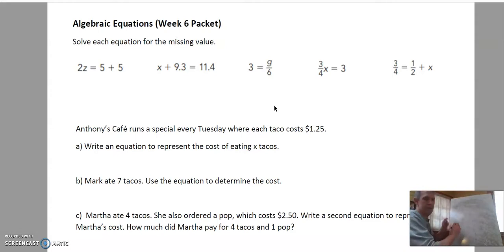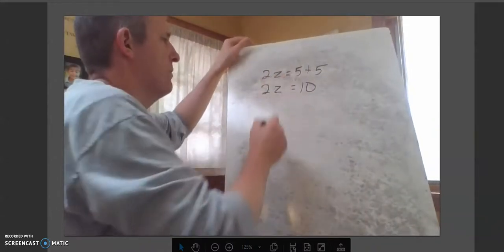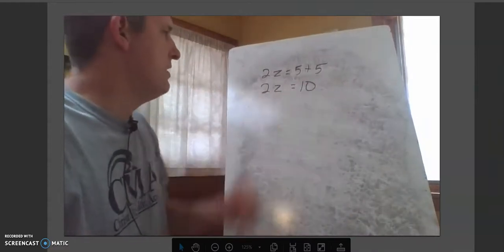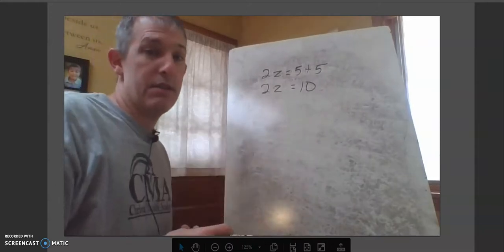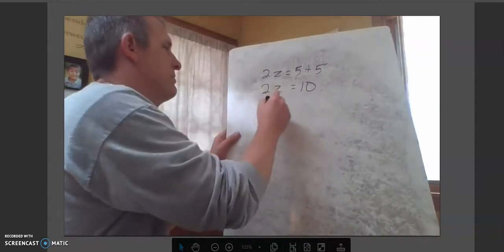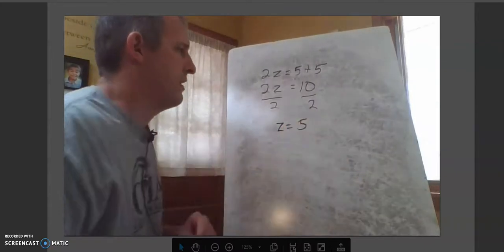Okay, first thing you want to do in these is to write them down and look at what needs to be simplified. If there's anything that can be simplified, we want to do that first. So on this side, we can do 5 plus 5, which is 10. And we have 2z. Remember, when it's a number next to a variable, it means multiply. So 2 times z equals 10. So we ask ourselves, what's happening to the variable? It's being multiplied. We want to undo that. So we divide both sides by 2. And z will equal 5, because 10 divided by 2 is 5.